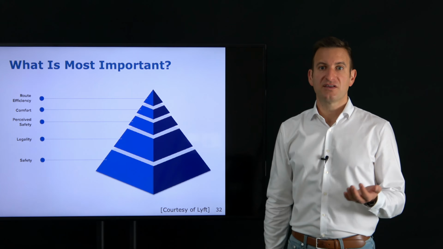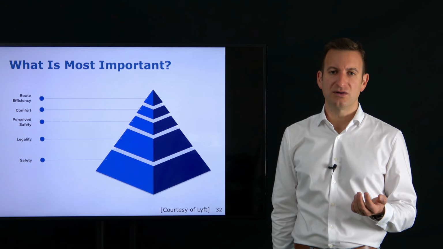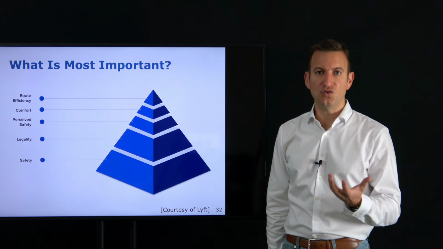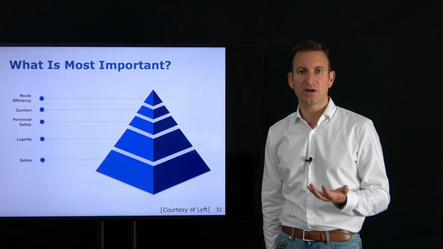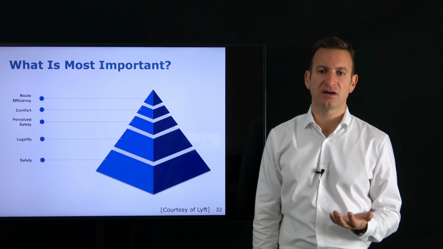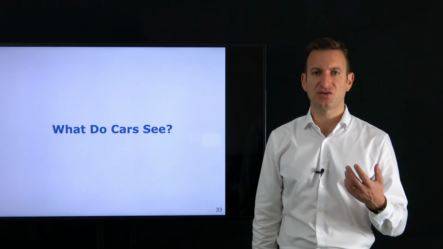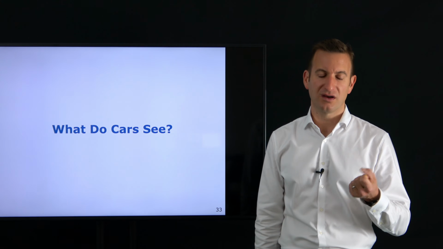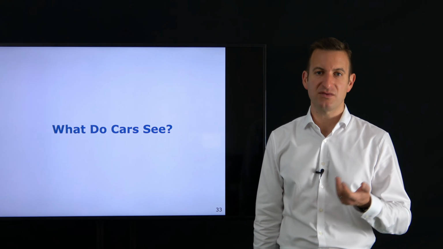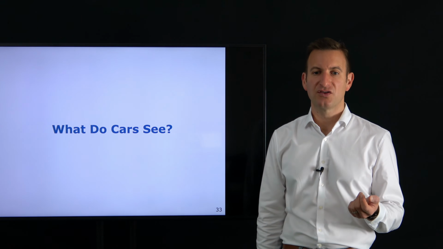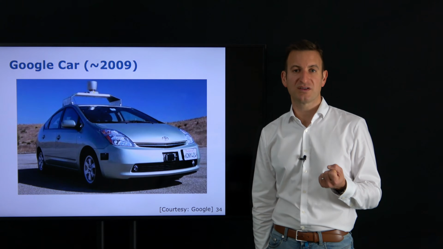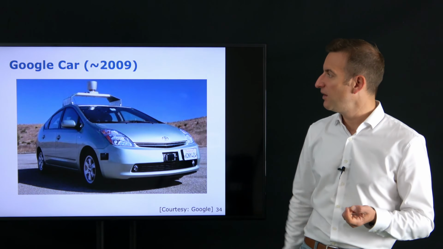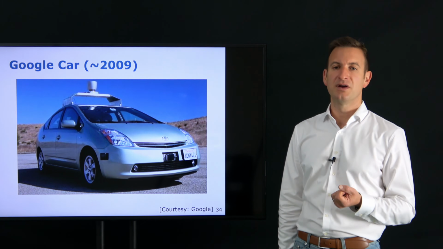As a result of this, the next thing we need to look into is: what do we see? What information can I extract from my sensors in order to estimate the current state of the other vehicles out there, my vehicle, and what's going to happen next? For that we need to answer the question, what does the car see? And I want to start here with the Google car from 2009.